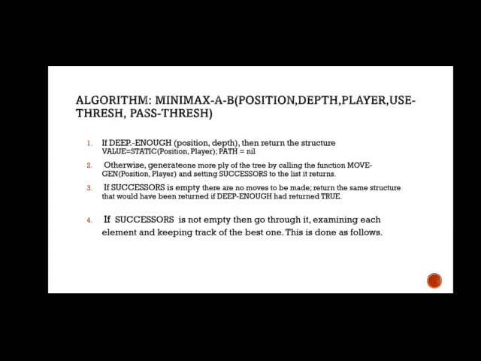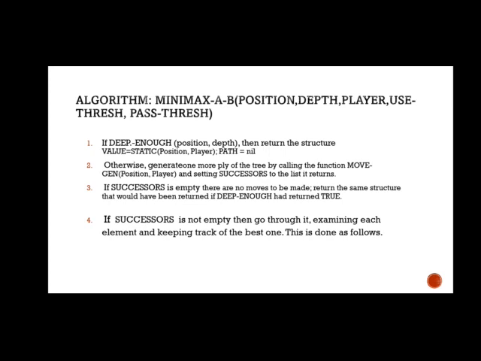So next we are going to discuss the algorithm for the minimax function. We already mentioned the position, depth, player, and use thresh and pass thresh indicating alpha and beta. In step 1, we use a function deep enough, which has two arguments, position and depth, and we check whether the depth is 0. If so, return the structure with the value assigned as static of the position and player. Path is nil.